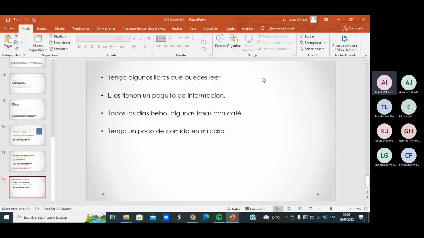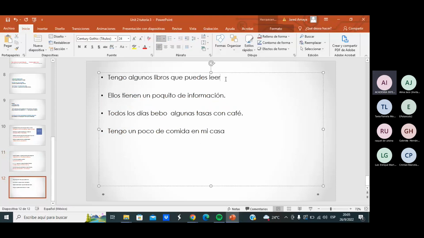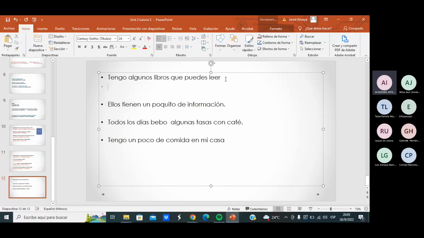In the last 4 sentences. Las últimas 4. Number 1. What about this one? Who would like to try? Just try. Don't be afraid to make a mistake. I have a few books. Teacher, ahí no cabe la palabra someone.